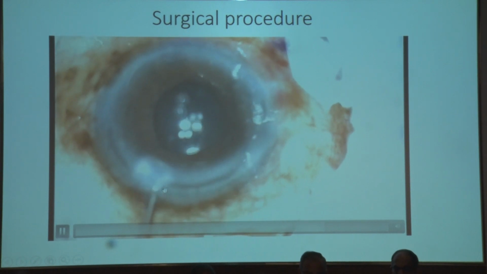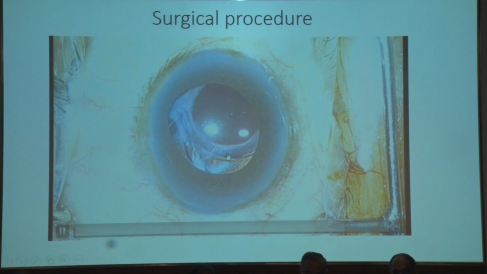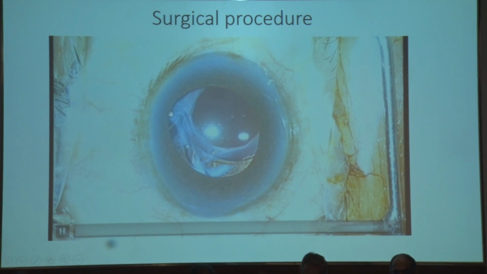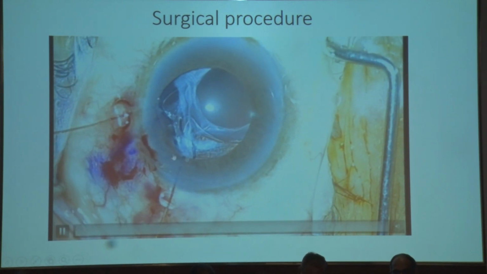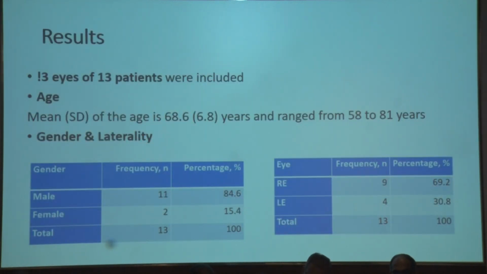With the help of one paracentesis, minimally invasive centration was obtained. Similarly, in other cases where there is posterior subluxation, for good visibility we apply an iris hook, and the same method is followed. There were 13 eyes of 13 patients, the mean age was 68.6 years, the majority were male patients, and the majority were right eyes.